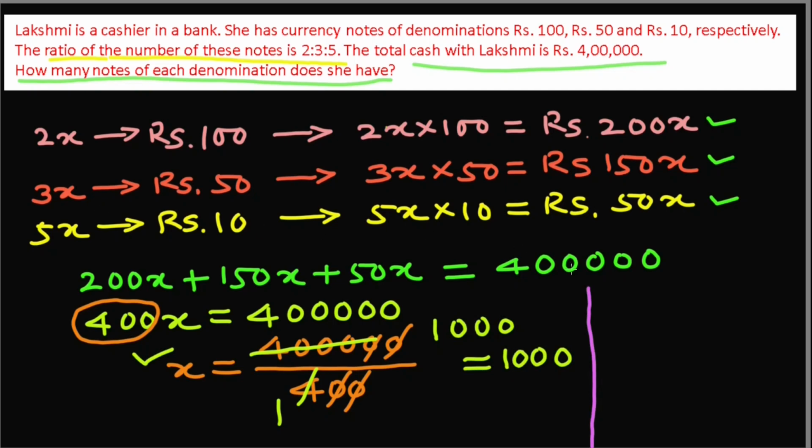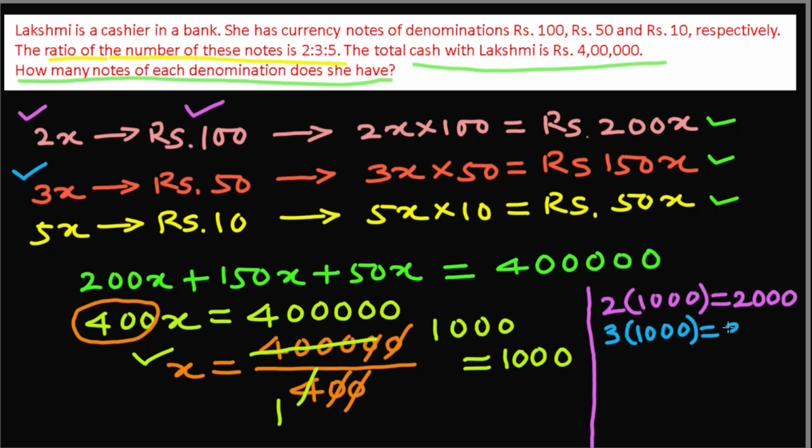So Lakshmi has from 2x, 2 multiplied by 1000, that is 2000 number of notes of rupees 100 denomination. She has 3 multiplied by common multiple 1000, that is 3000 number of notes of rupees 50 denomination, and from 5x she has 5 multiplied by the common multiple 1000, that is 5000 number of notes of rupees 10 denomination.